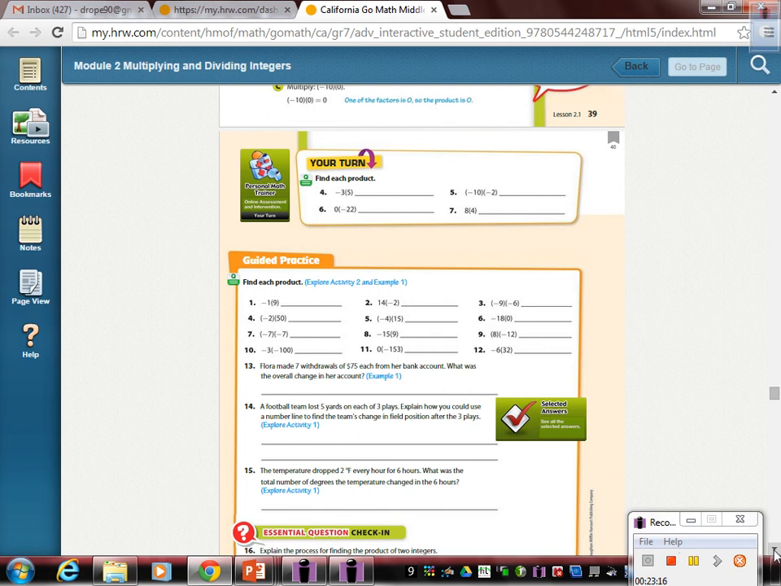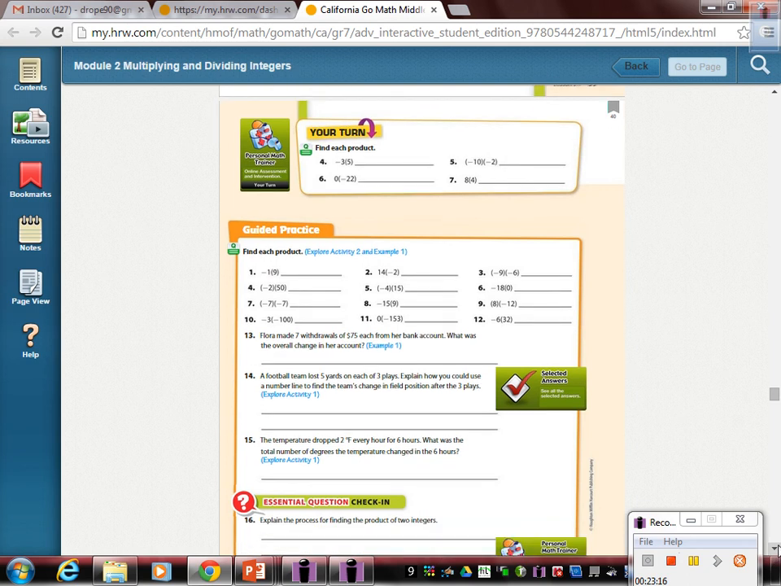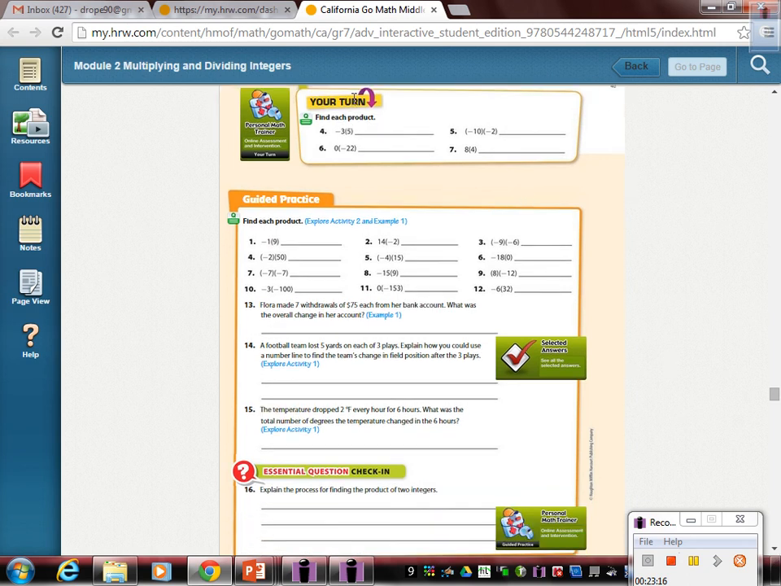I want you to go to page 40. Start from the top where it says your turn, and then continue down those practice problems. I'm going to give you guys a little bit of time. And we have about 3 minutes, so within those 3 minutes you should be done with at least number 6. Go. Guided practice, guided practice. Go.